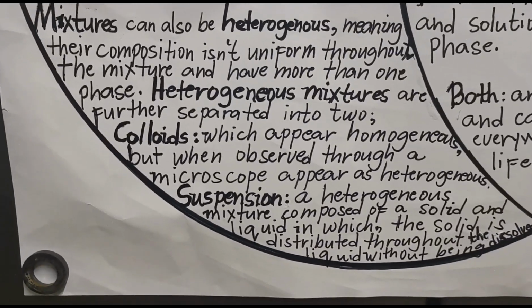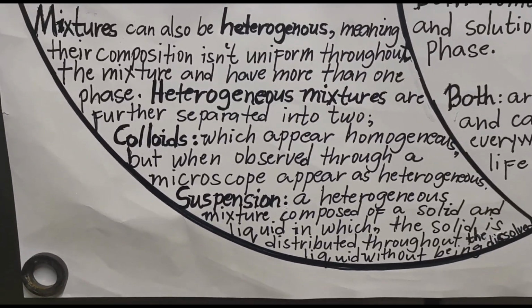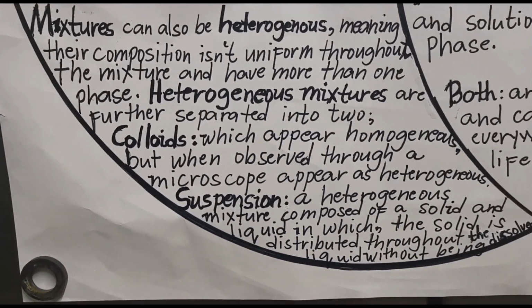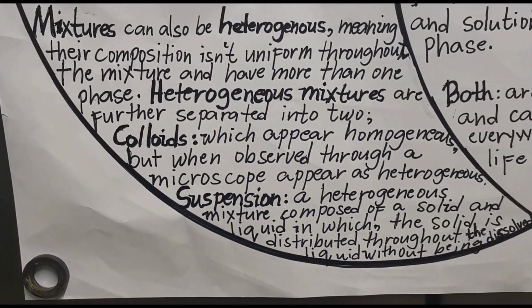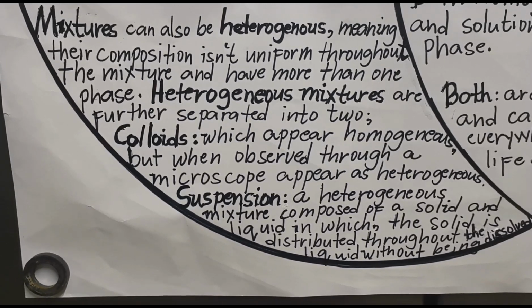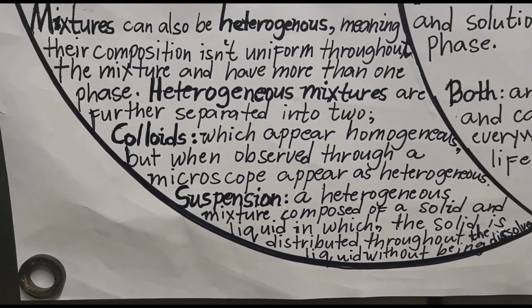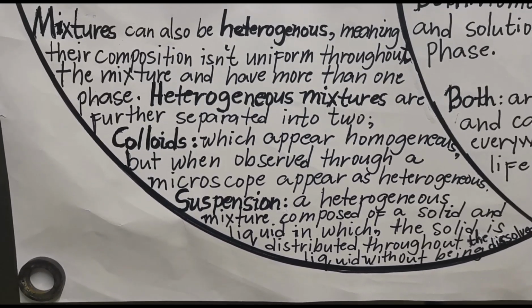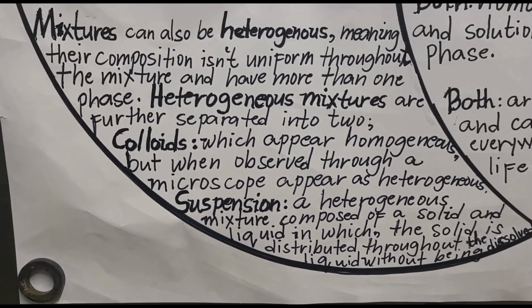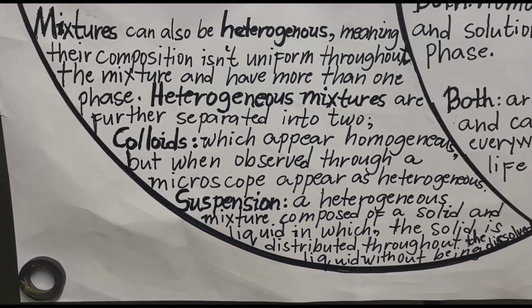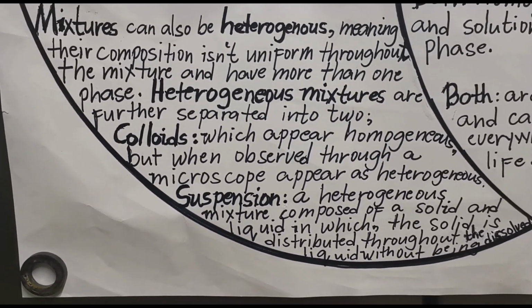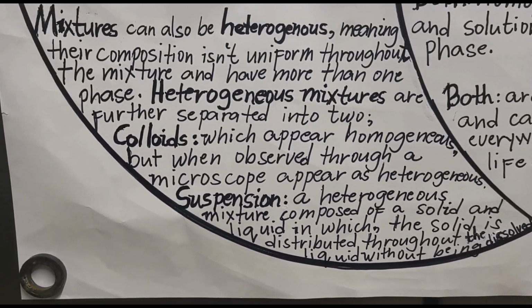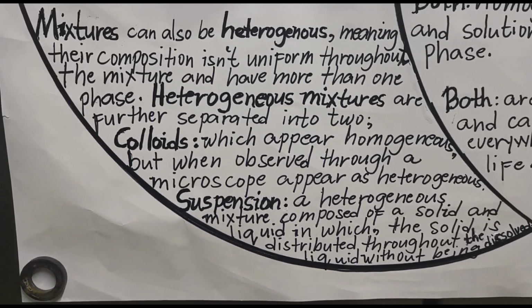colloids, which appear to be homogeneous to the naked eye, but when observed through a microscope are actually heterogeneous mixtures; and suspensions, which are heterogeneous mixtures that are mainly composed of a solid and liquid, in which the solid is distributed throughout the liquid without being dissolved or mixed. Here are the examples for the heterogeneous mixtures.